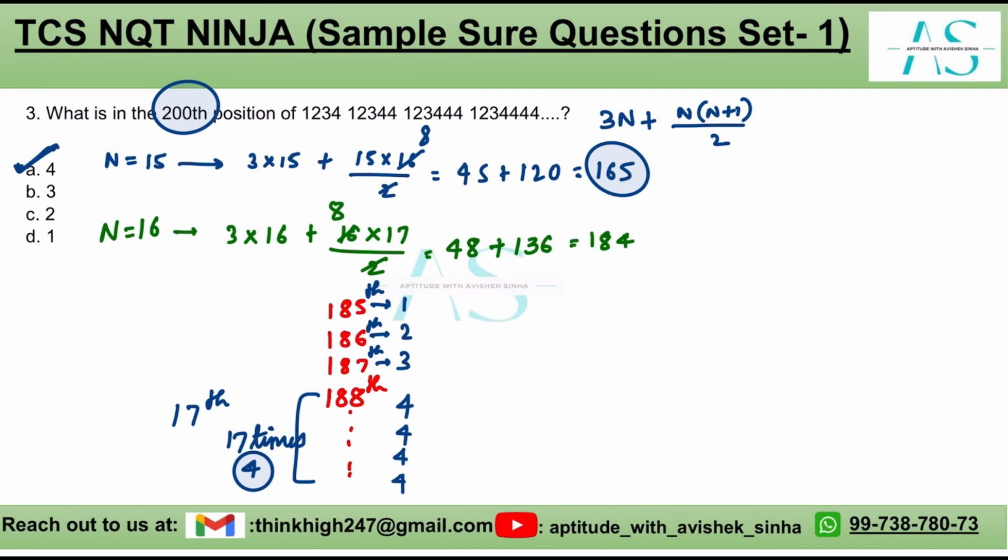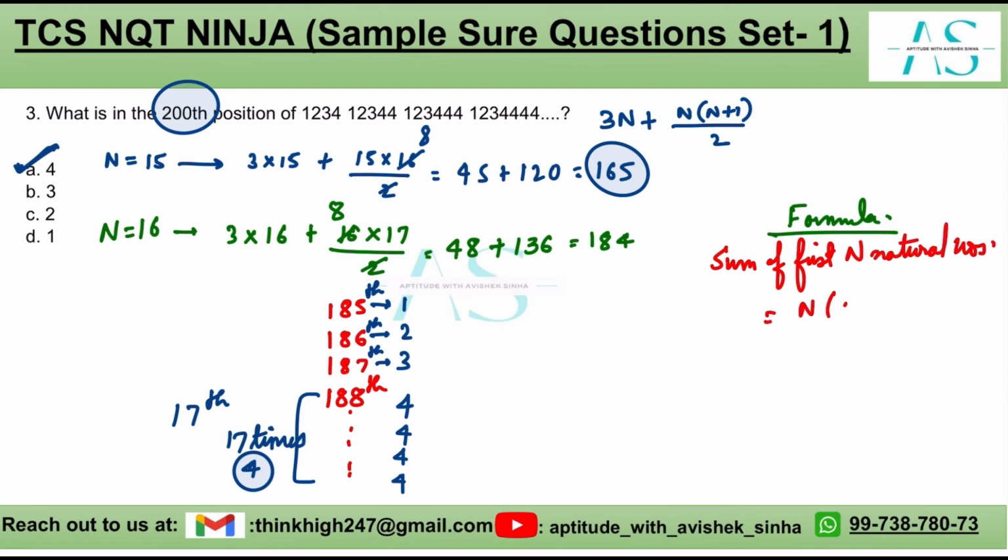I've taken some time to explain the concept here and how to tackle this, but this basic formula must be kept into consideration. This is the formula to calculate the sum of the first n natural numbers, and that is given by the formula n into n plus 1 upon 2. Very important formula to tackle questions on these types of series.